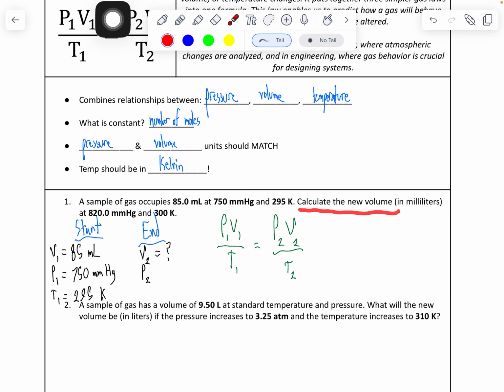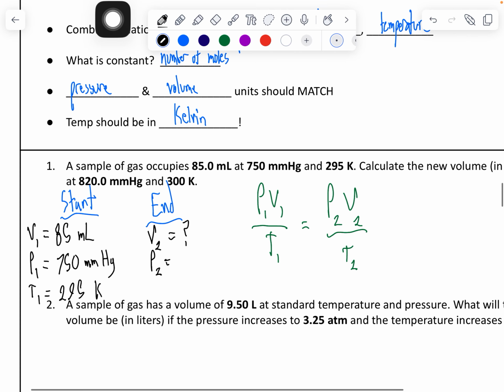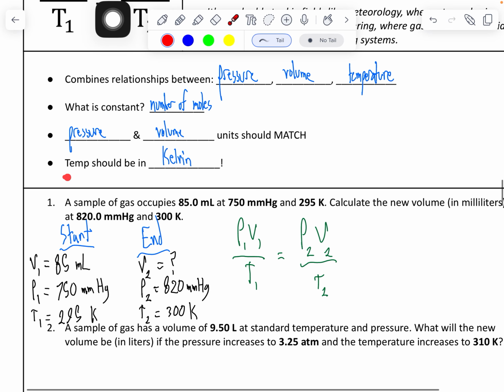Calculate the new volume at 820 millimeters of mercury. Okay, so our new pressure is 820 millimeters of mercury, and our new temperature is 300 degrees Kelvin. Now this one, we're fortunate in that all of our units match. Our temperatures, again, let's do our check. Temp should be in Kelvin. The temperatures are both in Kelvin. The pressure units should match. We have millimeters of mercury. Okay, we're good to go.